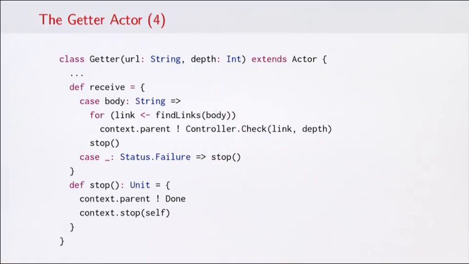Once we have communicated all the links back to our parent, we stop, which means sending the parent a done message and stopping ourselves. In case of a failure, we just send the done right away and stop.